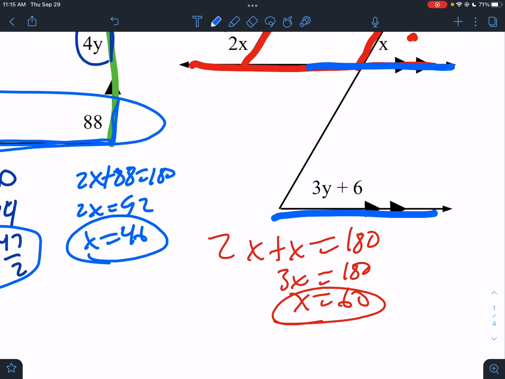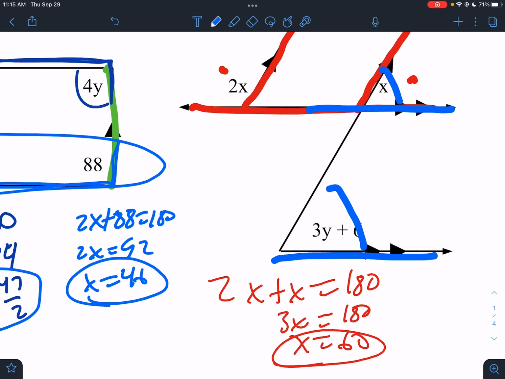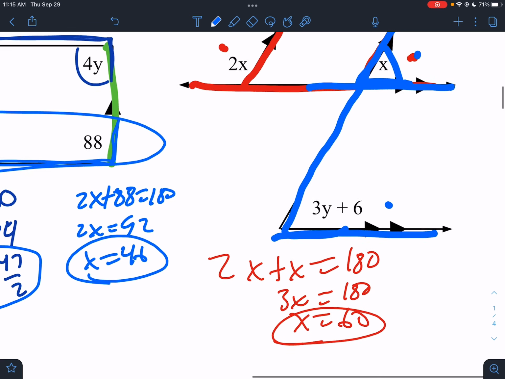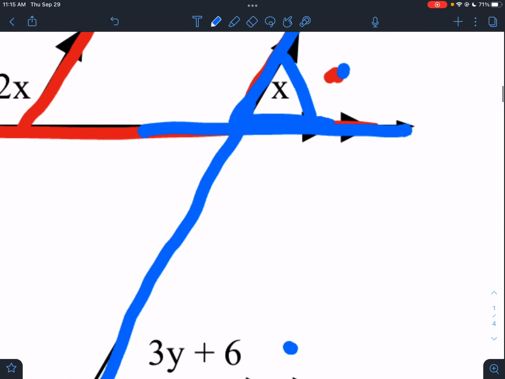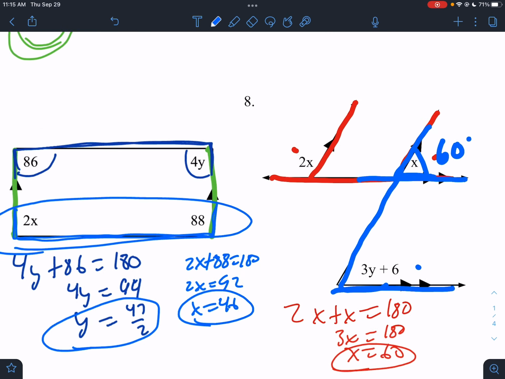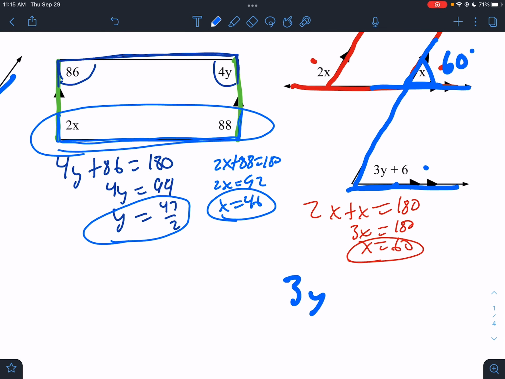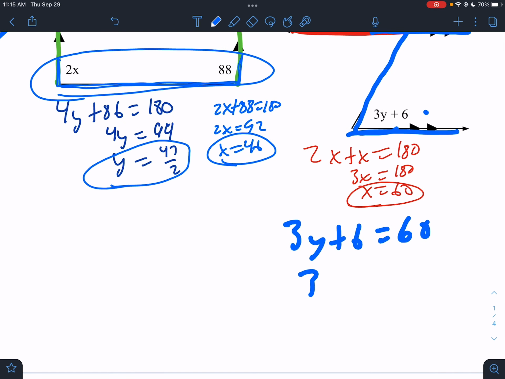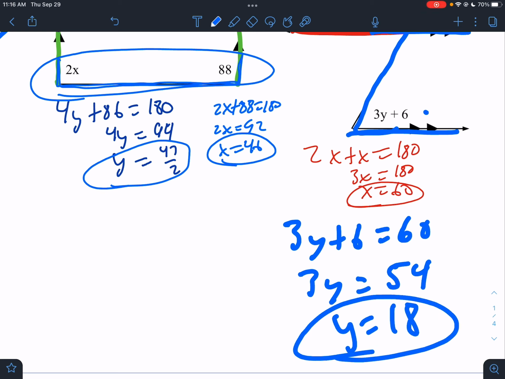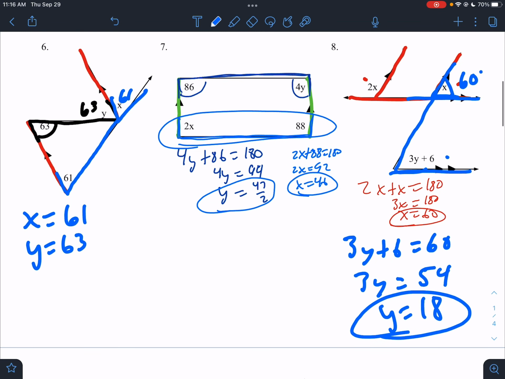Parallel blue and blue. What are those two spots? Oh, let's see. Trace, trace. That's the letter F. We know that those are going to be equal. Well, if x is 60, isn't this corner going to be 60? So 3y plus 6 has to be 60. So 3y has to equal 54. So y has to equal 54 divided by 3, 18. There we go. That's all parallel line stuff. I know we can do this. I believe in you.